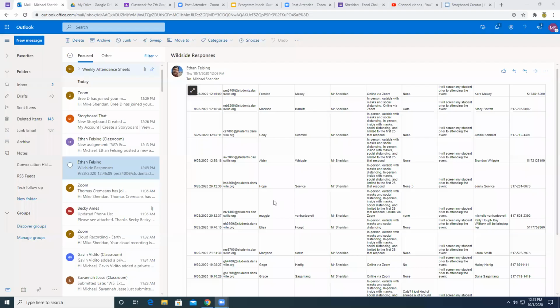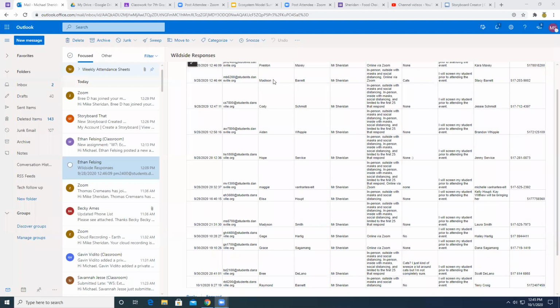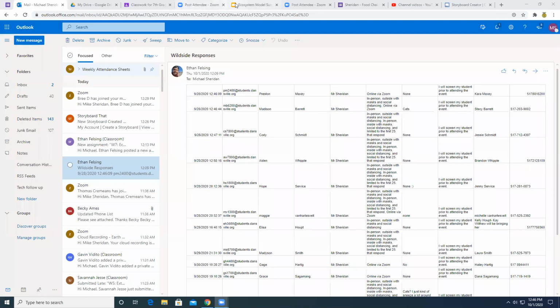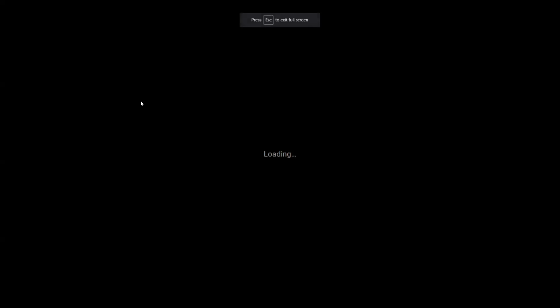So the place I'm going to start is that if you have not filled out the form to come into school, or even if you aren't coming into school next week, you need to fill out this form. These are the people that I have on the list of people who have filled it out: Preston, Madison, Cody, Aiden, Hope, Maggie, Ellie, Madison, Gage, Grace, Bree, Raymond. If you are not on that list, that means that you have not filled out that form.